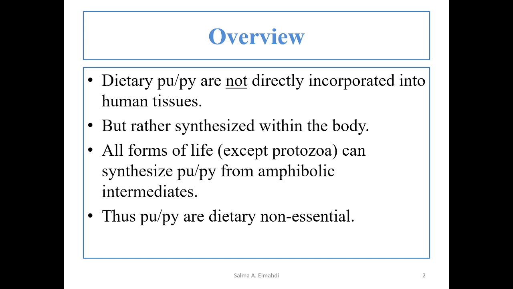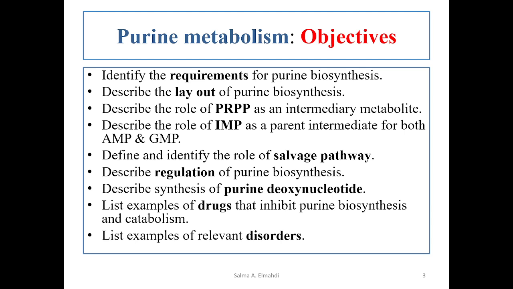So we as humans, when we take dietary purines and pyrimidines, we are not going to directly incorporate them into our tissues. When we want to make our own DNA and RNA, we will use amphibolic intermediates to synthesize our purines and pyrimidines. We are not using ready-made purines and pyrimidines in the diet. Thus, purines and pyrimidines are dietary non-essential because we can make them.